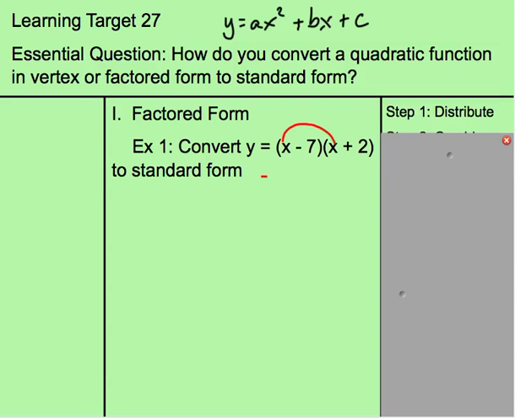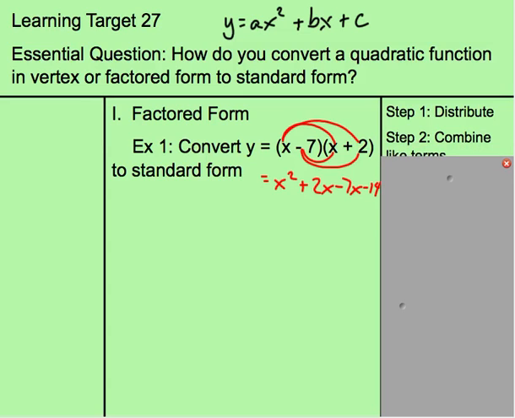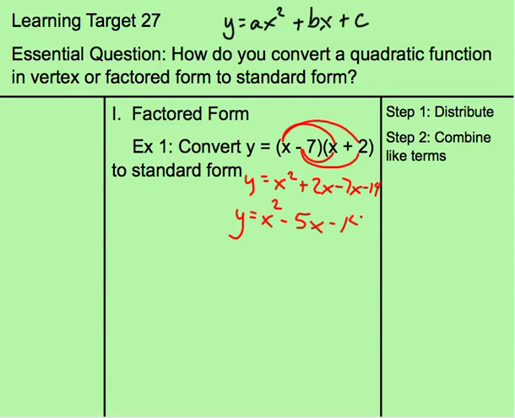X times x is x squared. X times 2 is 2x. Negative 7 times x is negative 7x. And negative 7 times 2 is negative 14. And then we just combine like terms. So we have y equals x squared, 2x minus 7x is negative 5x, minus 14.